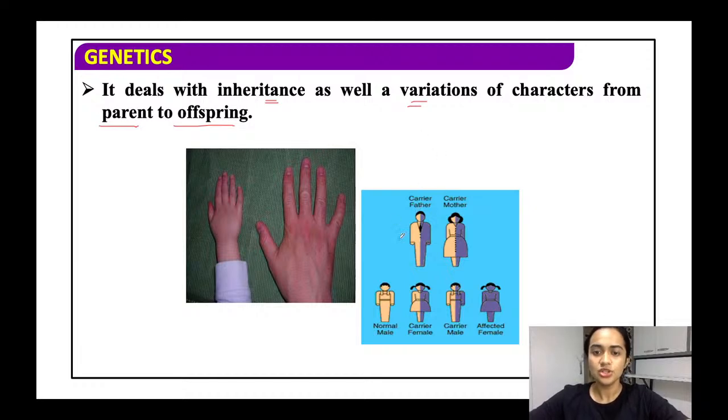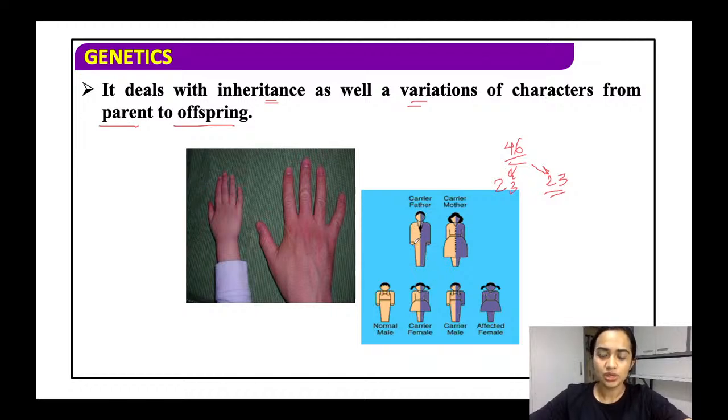So this is how we have shown it in this example. As we know, we have 46 chromosomes in total: 23 we get from our mother and 23 from the father. This is how we have shown a carrier father and a carrier mother. Carrier means they carry some trait or even a disease. From the progeny, we can say that the yellow represents the normal part here.